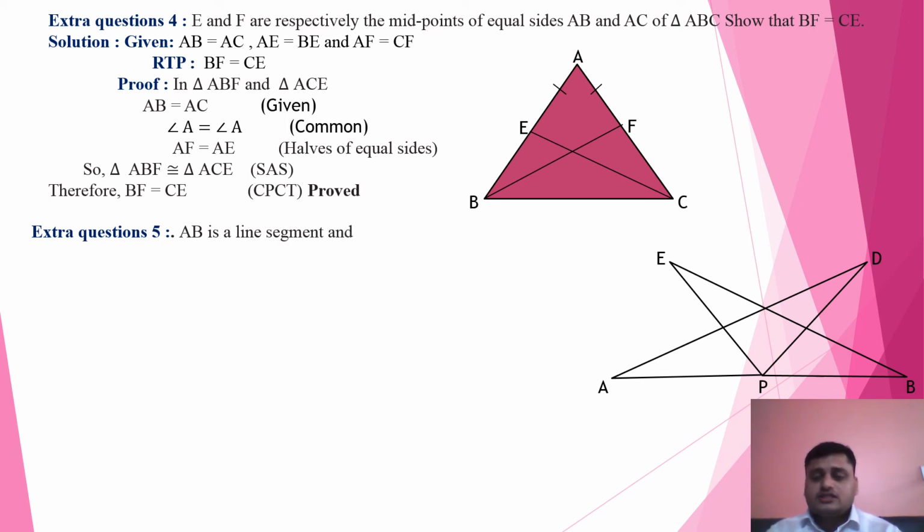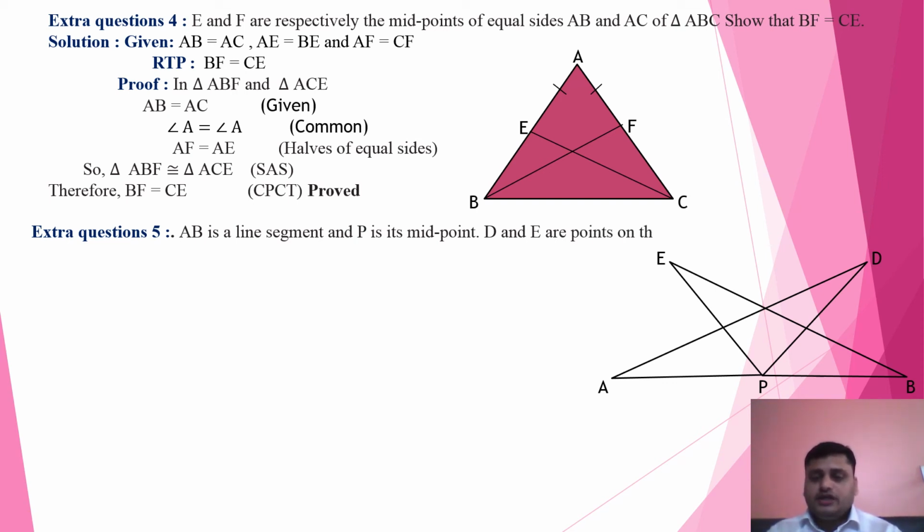Now you all can see that AB is a line segment and P is the midpoint of that AB. What is the work of a midpoint? Midpoint divides into two equal parts. It means that AP will be equal to BP.